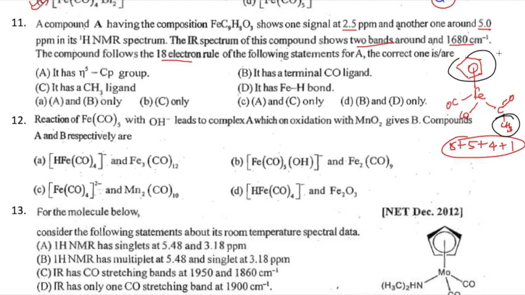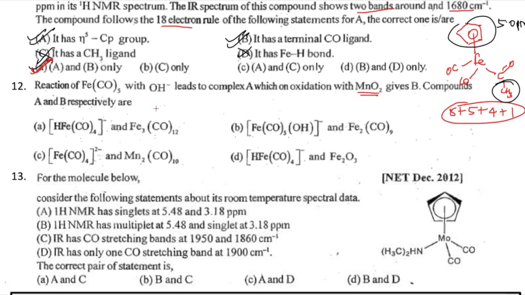This is going to give you 5.0 ppm. Okay, so this is giving you the signal over there. Now the options: it says that it has an eta 5 Cp group. That's correct. It has terminal CO groups. That is also correct. It has a CH3 ligand. Is it so? No, it does not have a CH3 ligand. It has a COCH3 ligand. It has an Fe-H bond. No, that is also not true. So the correct option is A and B only. Option A is the correct option for this question.